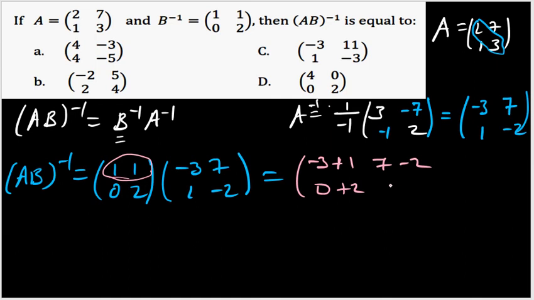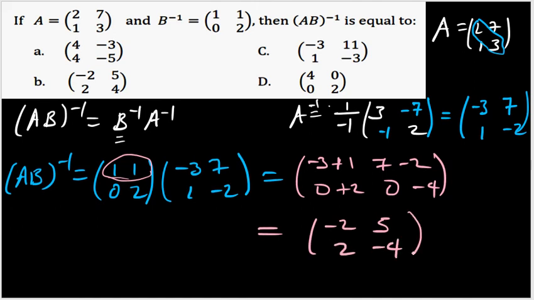Again, 0 times 7 is 0, and 2 times negative 2 is negative 4. Therefore, finally, negative 3 plus 1 is negative 2, 5, 2, negative 4. So the answer will be, obviously it must be B, but there should be a negative here. Okay, next question.